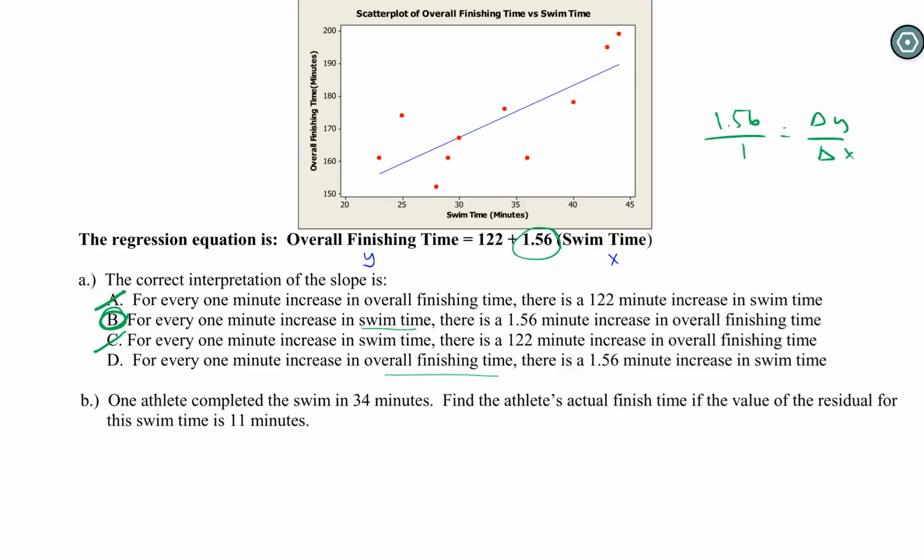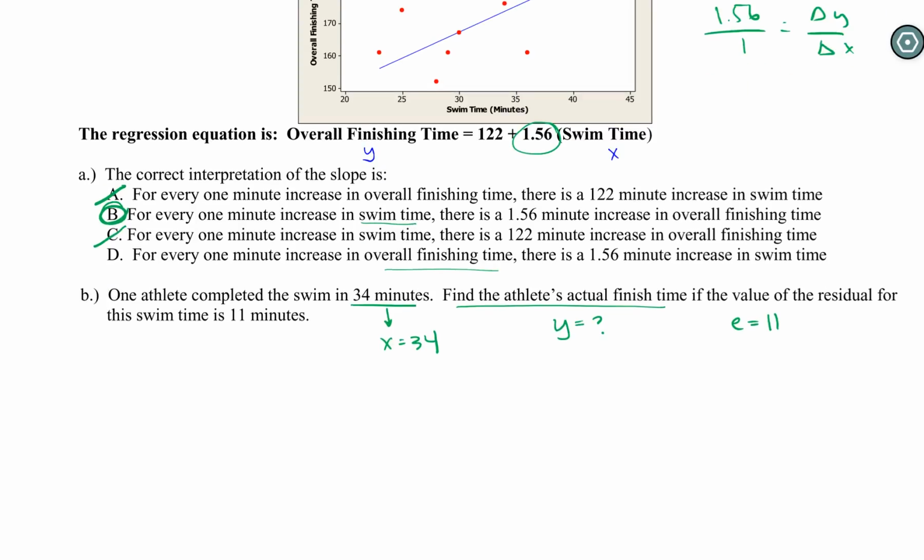And then we move down to part B of this, and it says, an athlete completed the swim in 34 minutes. We just found someone's x, right? Because swim time was our x. We want to find their actual finish time, which is our y, if the residual is 11. So again, this is exactly the same as the question we did before with the team winning. Still going to be 2 steps here.